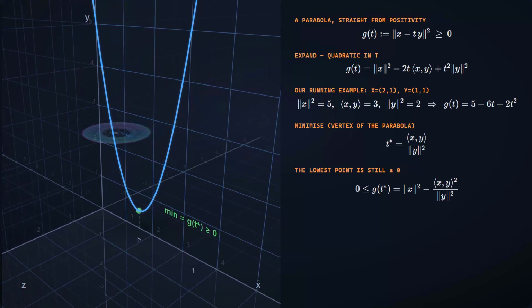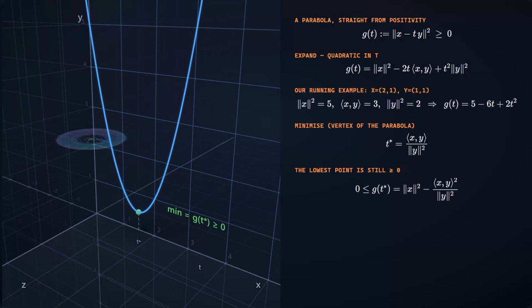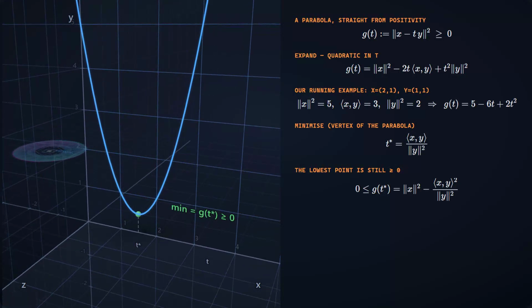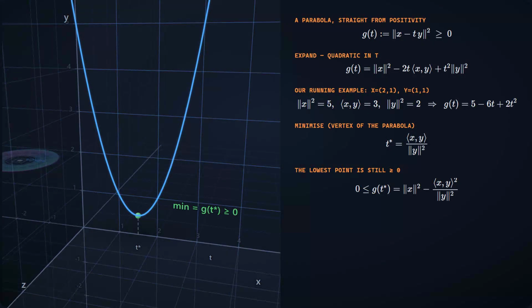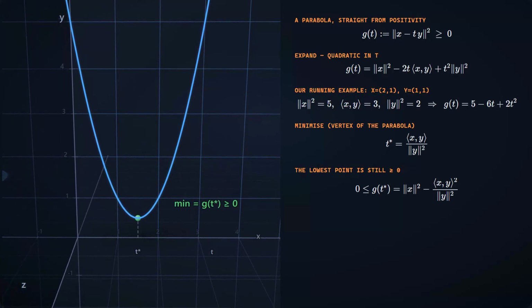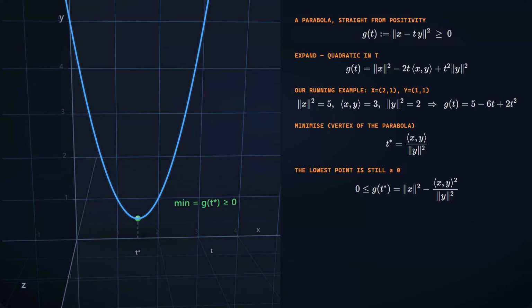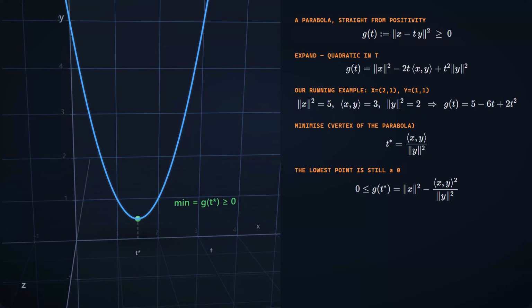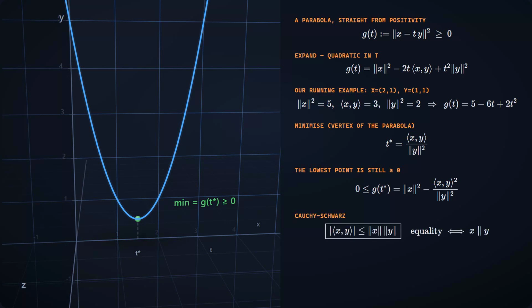Because the whole curve stays at or above 0, so its minimum value is at least 0 too. Substitute t star back in, clear the denominator, and that single fact rearranges into the product of x and y squared is at most norm of x squared times norm of y squared. Take the square root, and there it is. The size of the product is at most the product of the lengths. Cauchy-Schwarz.